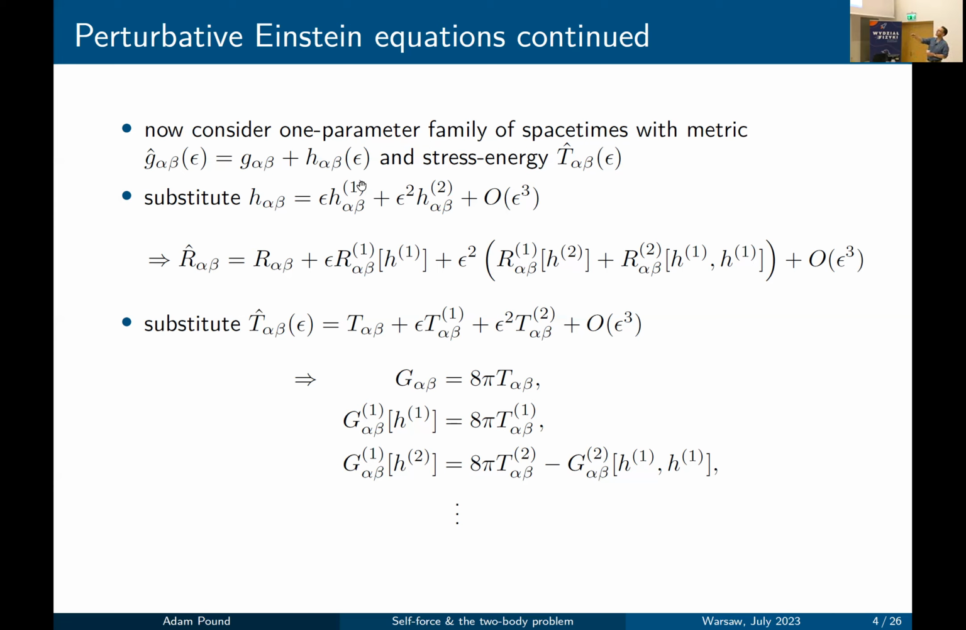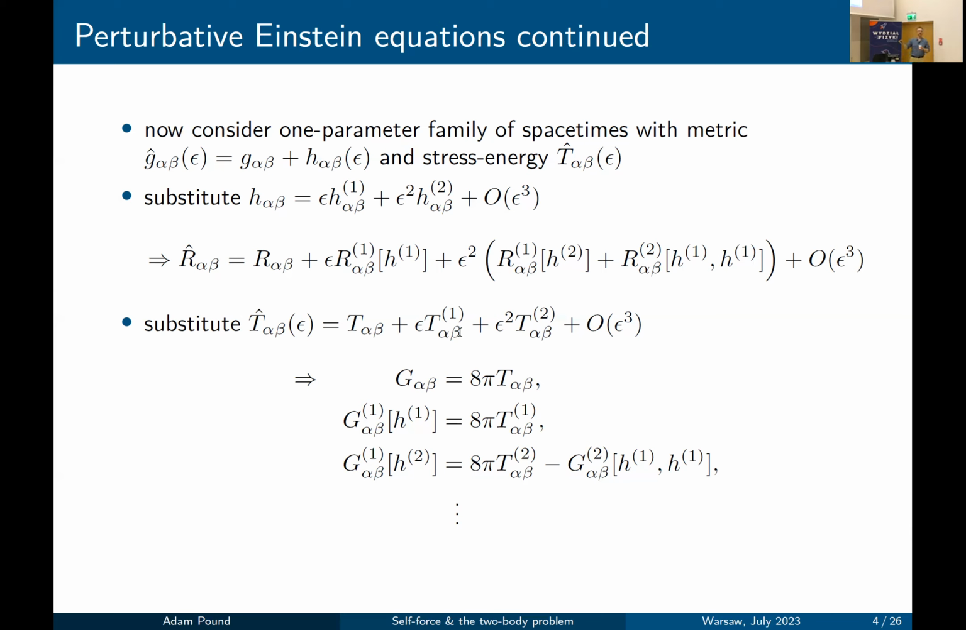So now what you're going to get is a background term plus the usual linearized Ricci tensor constructed from the first order perturbation. Then at second order, you have another linear term, but now constructed from the second order perturbation. And then we have this quadratic term that's quadratic in the first order perturbation. Similarly, we're going to write down an expansion for the stress energy tensor in powers of epsilon.